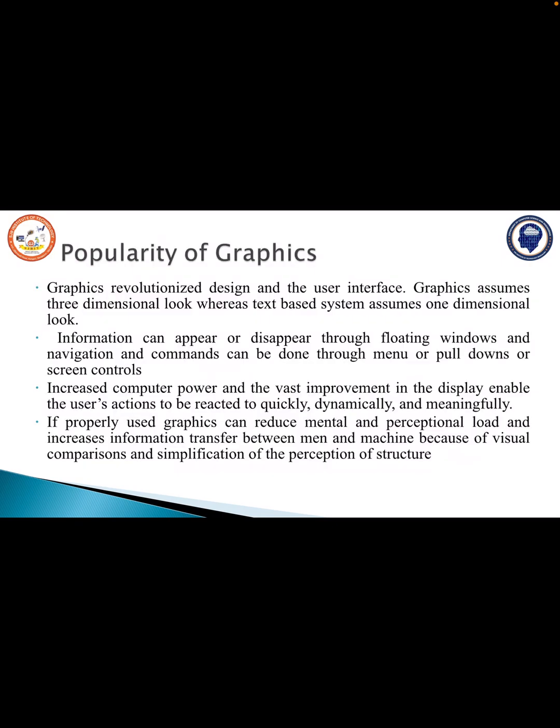Next is why the graphical user interface is popular. One main advantage is it provides a three-dimensional look, whereas a text-based system provides only a one-dimensional look. Information can appear or disappear through windows, floating windows and navigation. That means you have come across the slide bar or drop down list. Whichever data you want, you can view, scroll up or scroll down, and according to our requirement, we can make the changes.